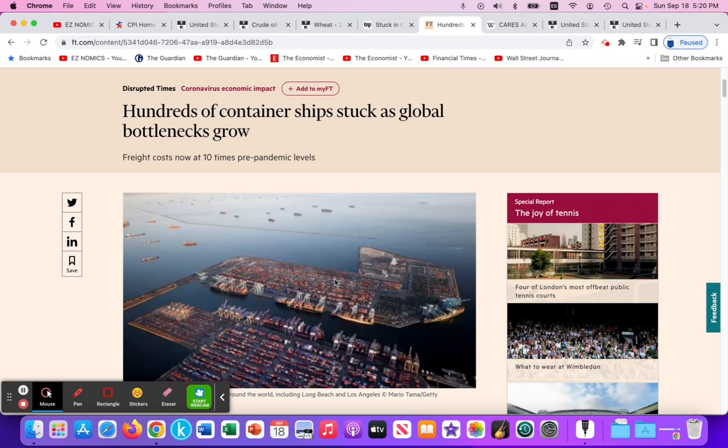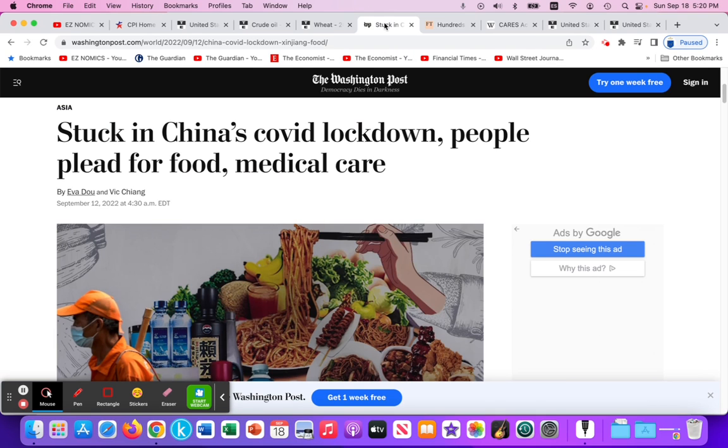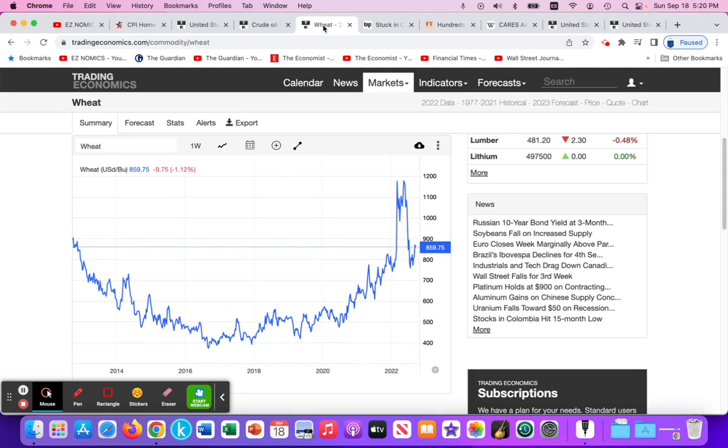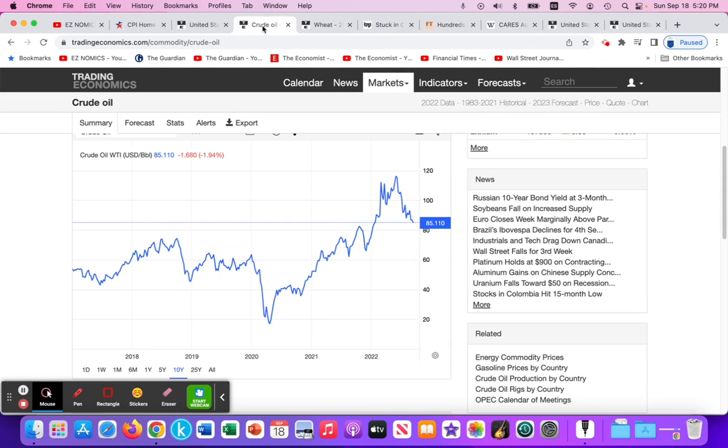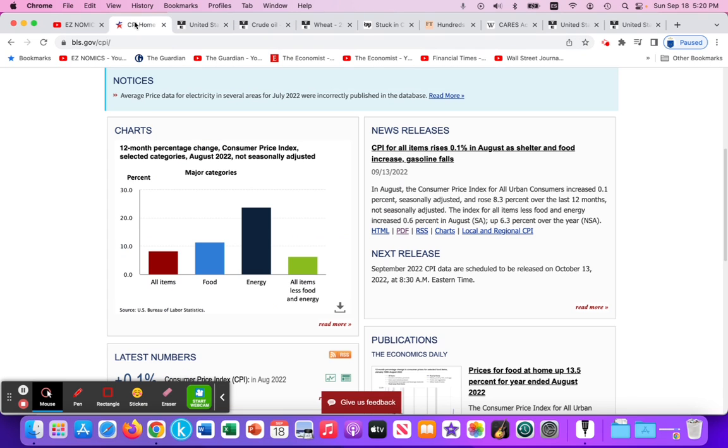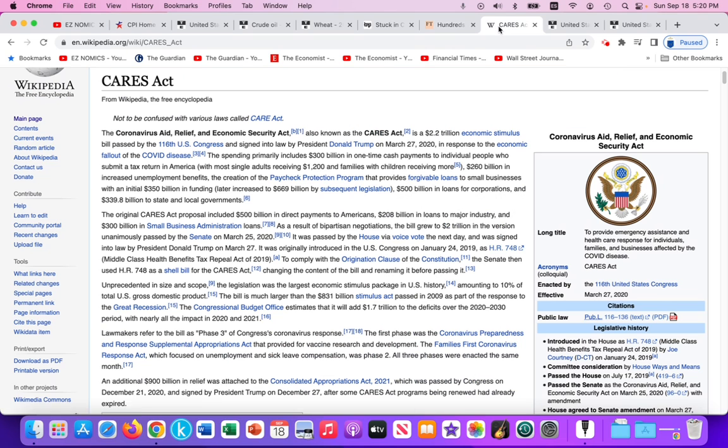So supply shocks here, supply shocks with China's COVID lockdown, supply shocks with the rise in food prices, supply shocks with crude oil, all leading to, again, as we saw here, rising energy prices, rising food prices, predominantly caused by cost push inflation. But there's also some demand pull inflation.